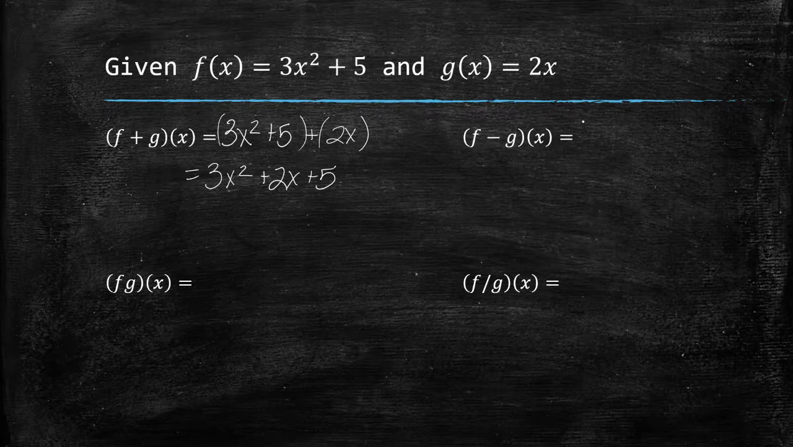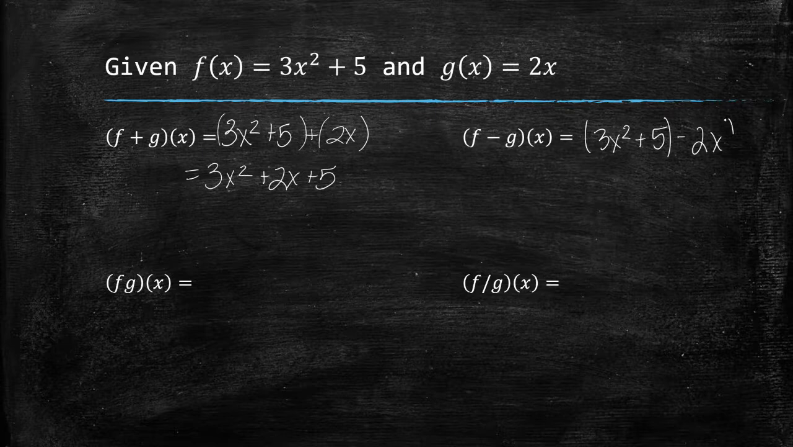Same with subtracting. I'm going to take my f function and I'm going to subtract my g function. Pay attention, especially to subtraction. Make sure you're doing them in the right order because g minus f is not the same thing as f minus g, okay? So be really careful about that. But again, I don't actually have any like terms, so I'm just going to write it out in descending order. 3x squared minus 2x plus 5. Done. Most of the time you'll have terms that you can combine. Just so happens on this one I didn't.